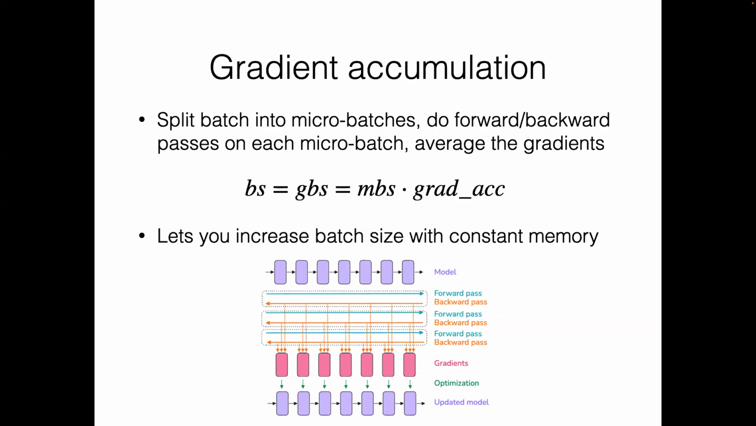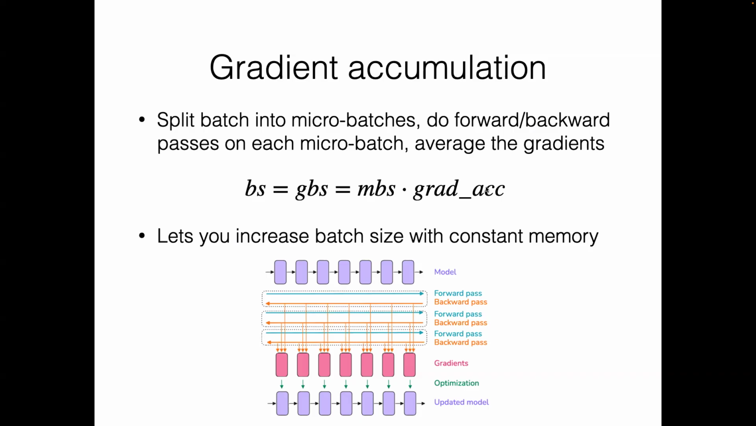So here the idea is, let's say you have a batch of size 16, and you want to do gradient accumulation of 2. Then what you would do is have 2 micro batches of size 8 so that they add up to 16. You do a forward and backward pass on the first micro batch, then a forward and backward pass on the second micro batch, and then you average together the gradients.